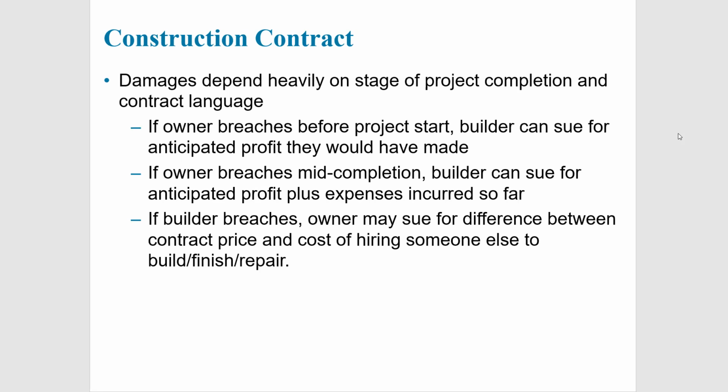In a construction contract, damages are going to depend heavily on the stage of project completion and contract language. If the owner breaches before the project starts, the builder can sue for anticipated profit they would have made. If the owner breaches mid-completion, the builder can sue for anticipated profit plus whatever expenses they have incurred so far. If the builder breaches, the owner may sue for the difference between the contract price and the cost of hiring someone else to build, finish, or repair the project. And there are a lot of other scenarios there, but those are just some examples.